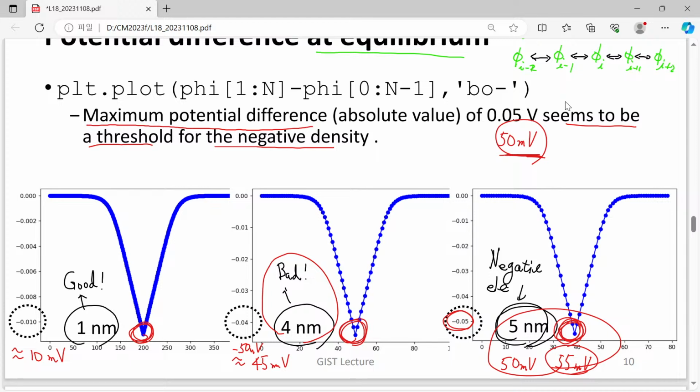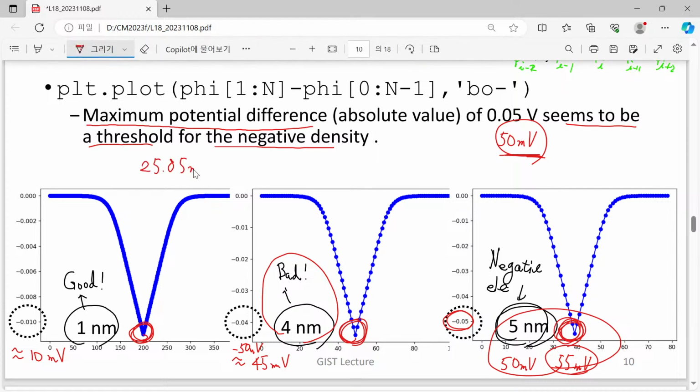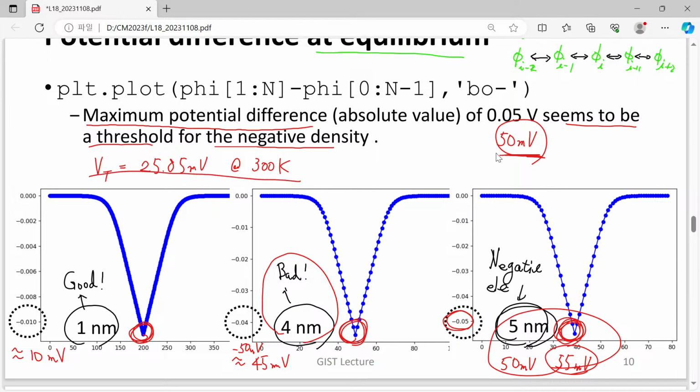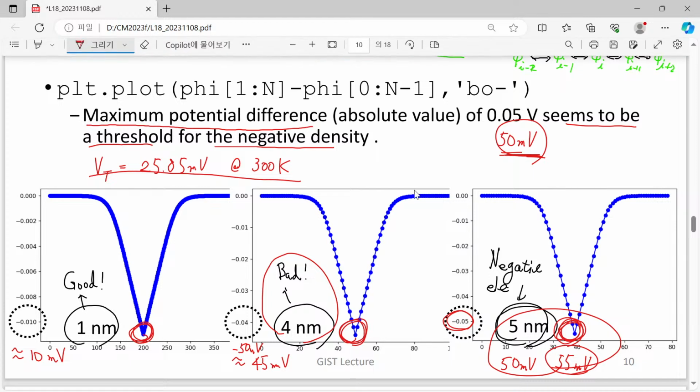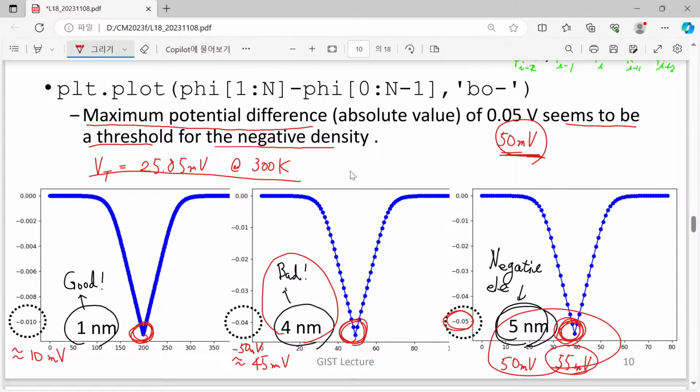Is this a special number? 50. What is your special number in this course? Maybe you know that 25.85 millivolt, that is your special number. This number corresponds to your thermal voltage at 300 Kelvin currently considered in this course. But this is not 50. And another special number you may have is also 60 millivolt.